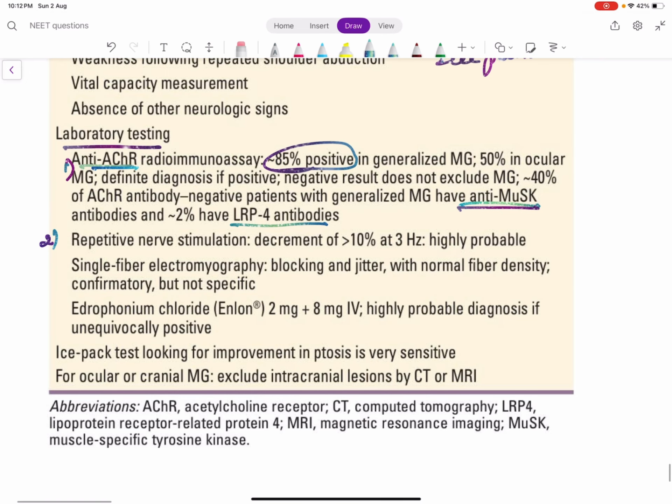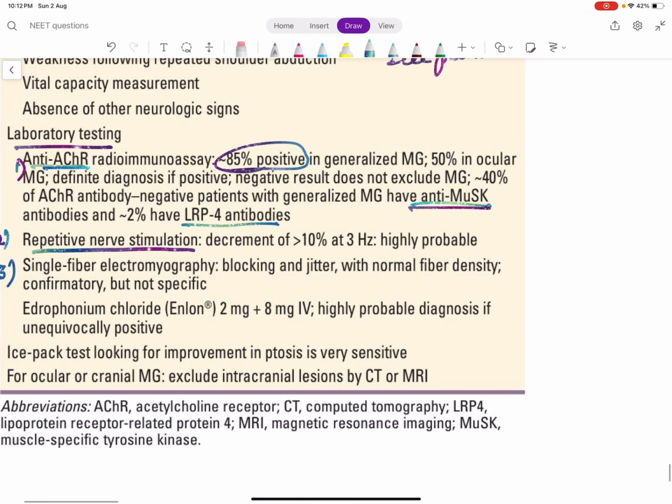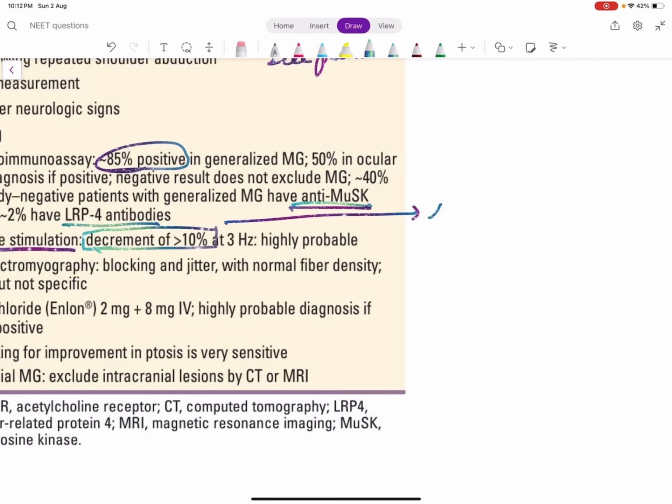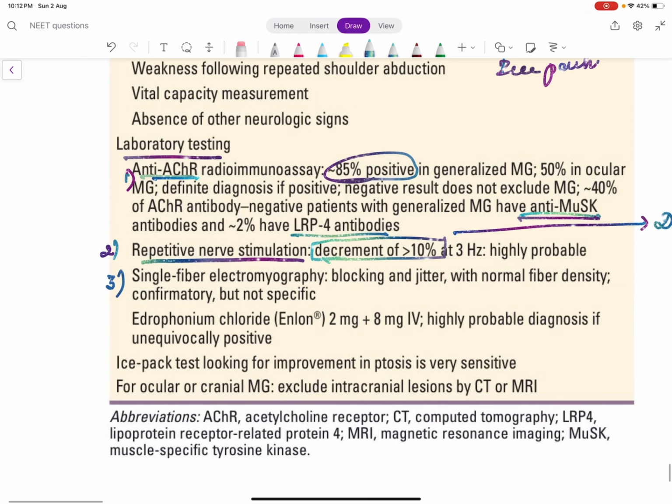We have some mechanical tests. One is repetitive nerve stimulation and the next is single fiber EMG. What we are going to check here is the decremental response. We are going to do repetitive nerve stimulation. We know that on repetitive nerve stimulation, the muscle contraction reduces. That is called decremental response. So RNS shows decremental response in this condition. Single fiber EMG also shows this jitter.